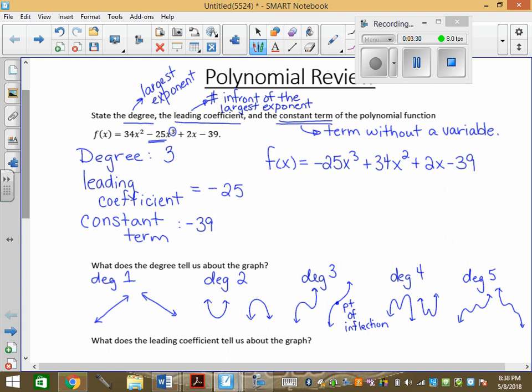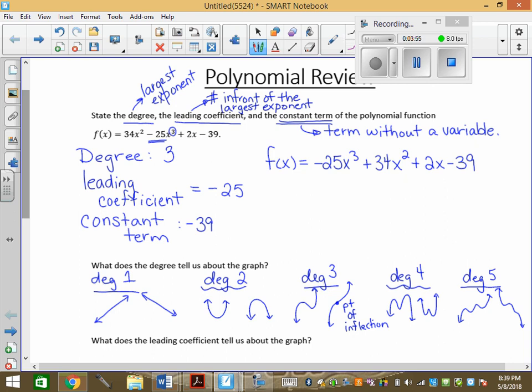Now, if you notice, degree 1, degree 3, and degree 5 are called odd functions, and their arrows are in opposite directions. So they're always going to be, unless it's a word problem, x in R for domain, y in R for range. Degree 2 and degree 4 are even degrees, and their arrows are always in the same direction.